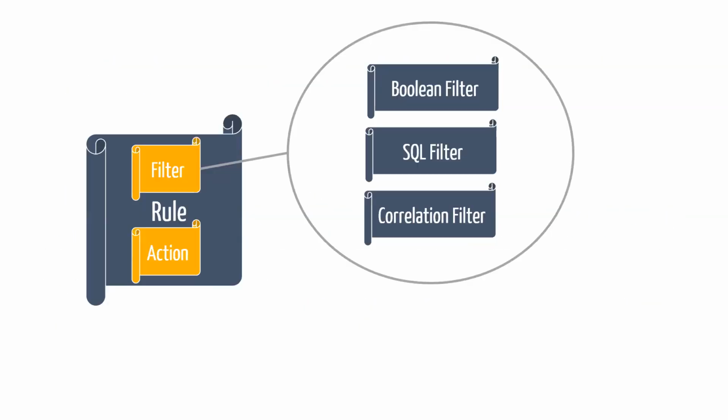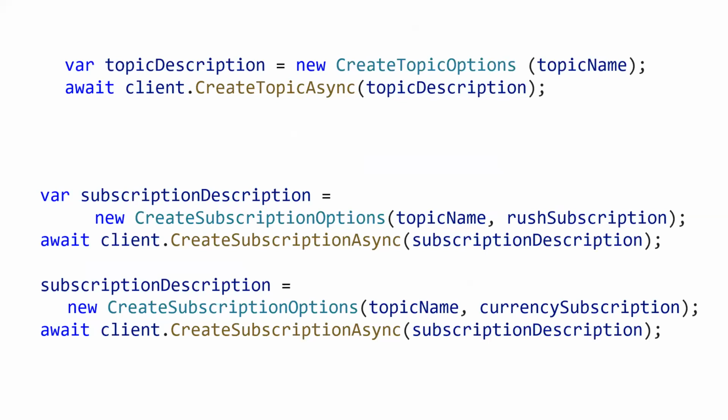And we also have actions, and actions are really powerful, especially in combination with SQL filters. They allow you to basically modify the message that you're receiving with an action directly on Azure Service Bus before it's delivered to the subscription when the filter has matched. Let's have a quick look.